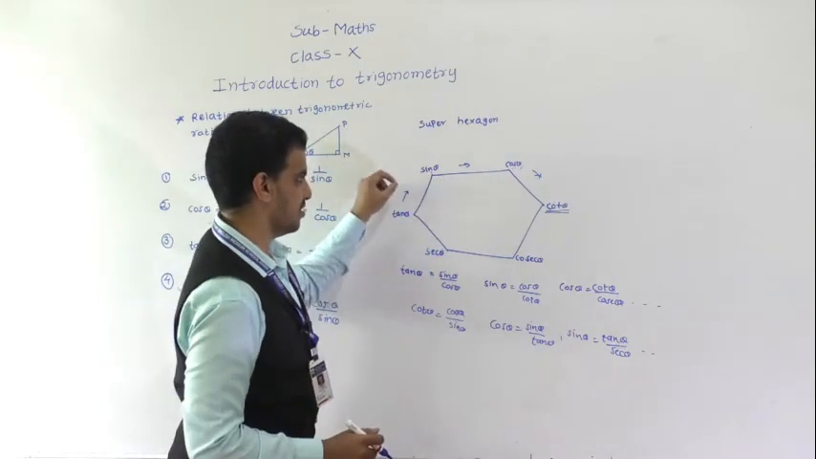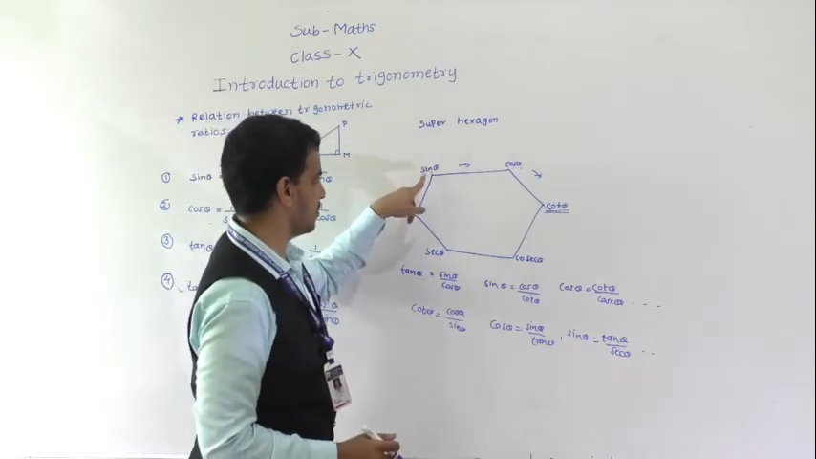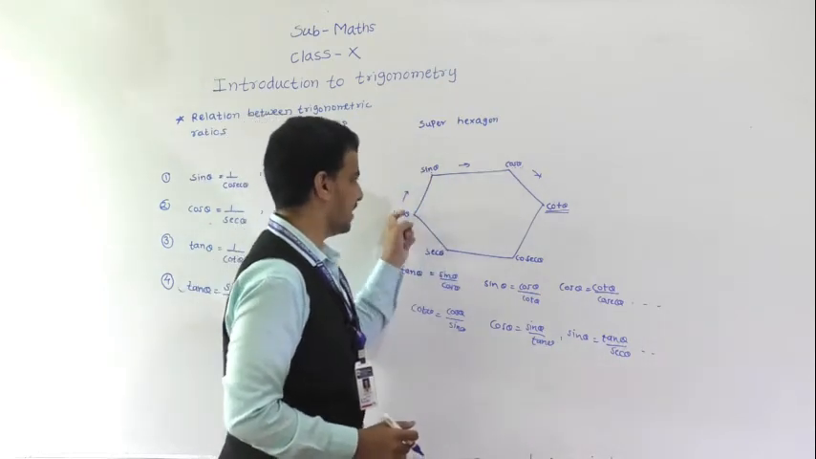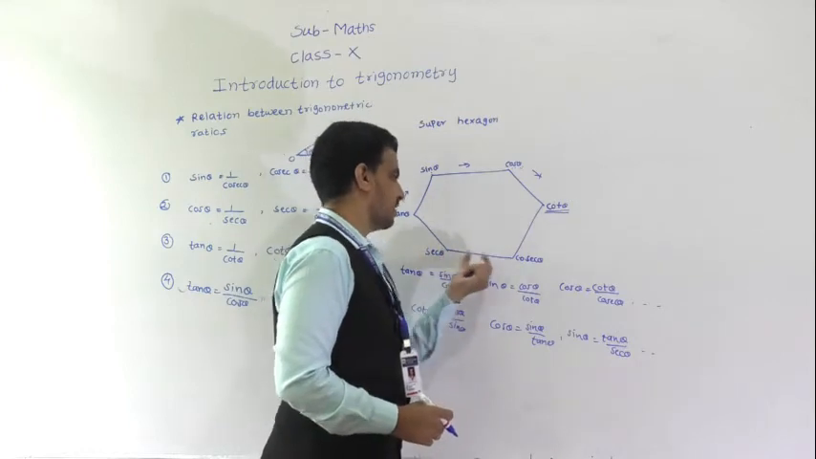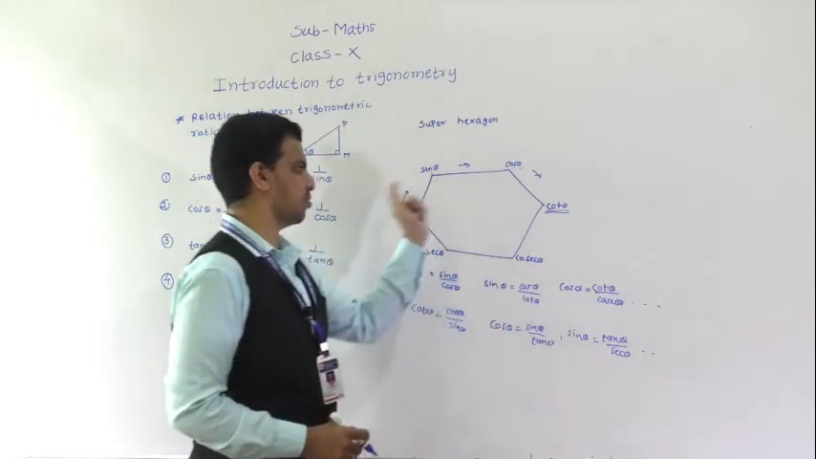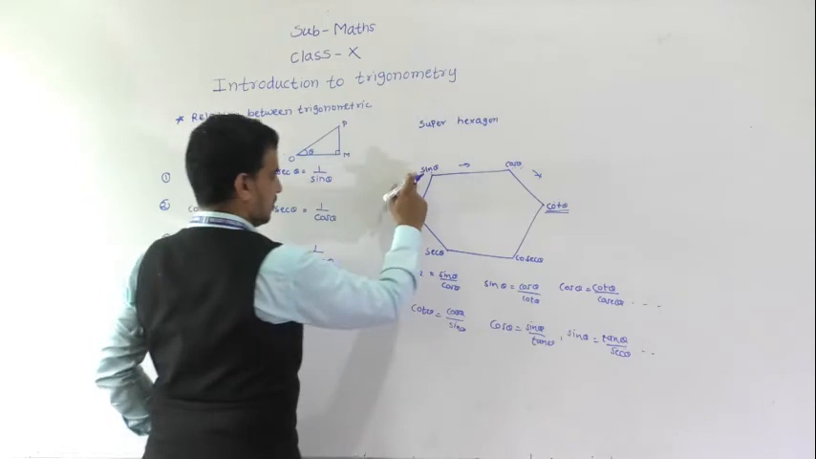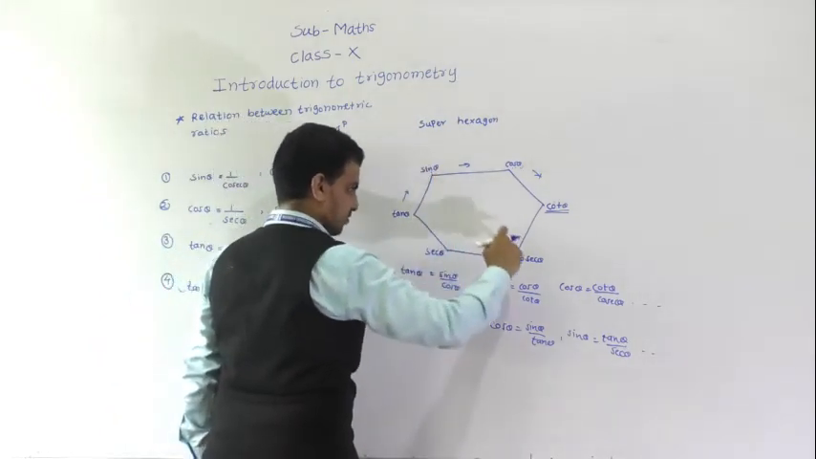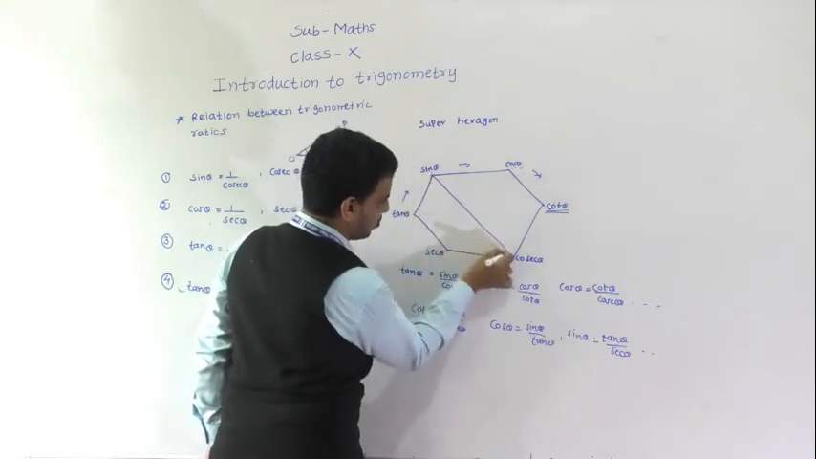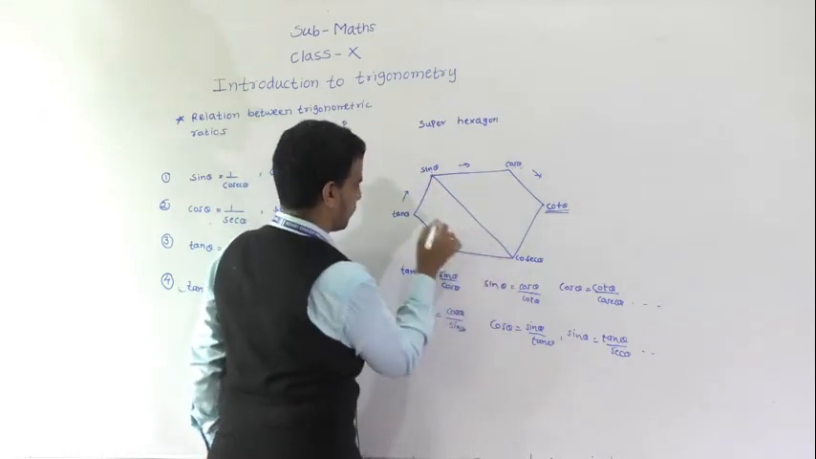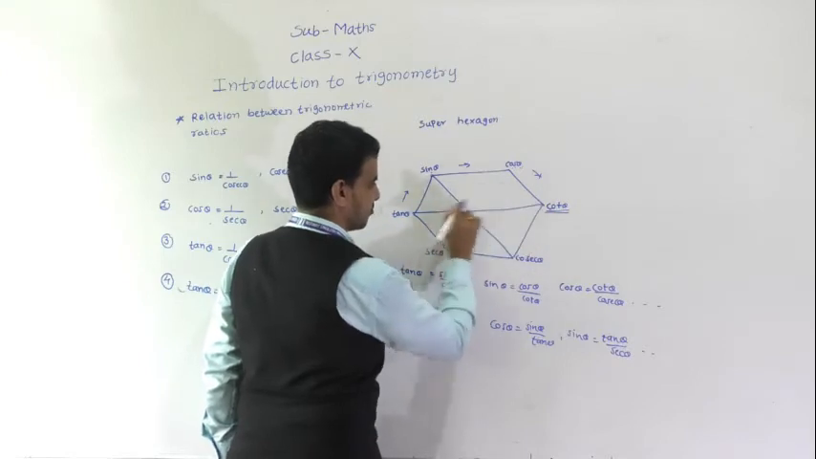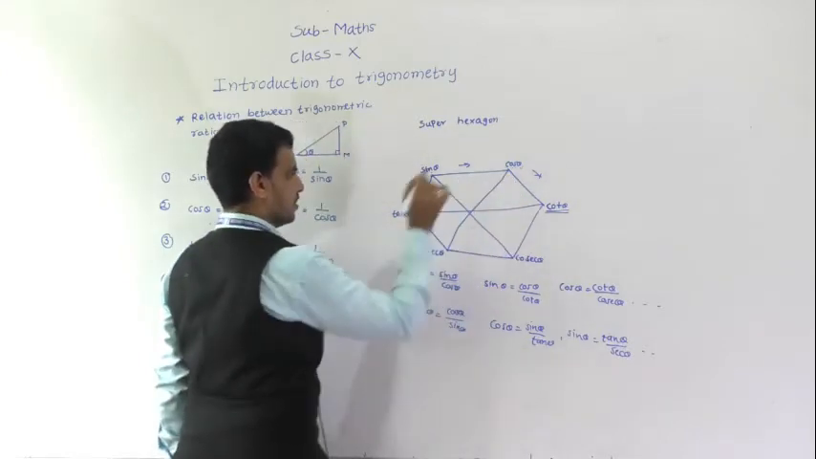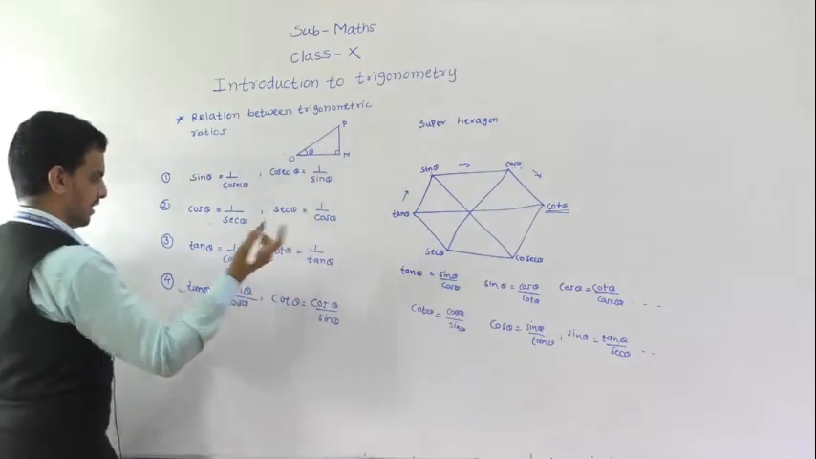But just remember where to write these trigonometric ratios. First sin theta, cos theta, tan theta, cot theta, sec theta, cosec theta. These are reciprocals of each other. That means opposite to sin we write cosec theta, so sin theta and cosec theta are reciprocals of each other. Tan theta and cot theta are reciprocals of each other, and sec theta and cos theta are reciprocals of each other. We will get another relation also.